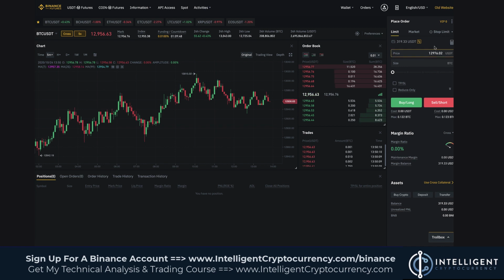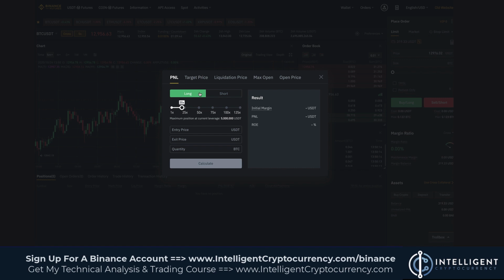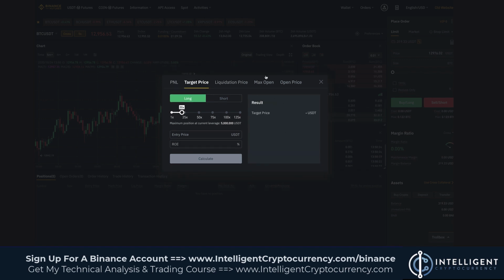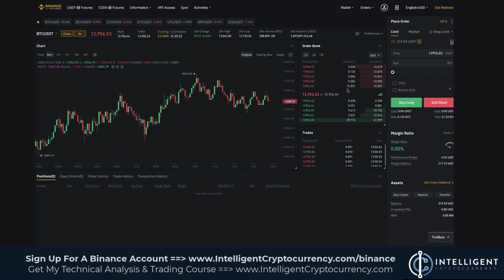And that's basically your orders. And you can see over here, there's a little calculator. So based on your entry price, your exit price, the quantity that you trade, and your leverage, it'll basically tell you how much you're able to win or lose, your liquidation price, your target price. So it gives you all these little tools over here.